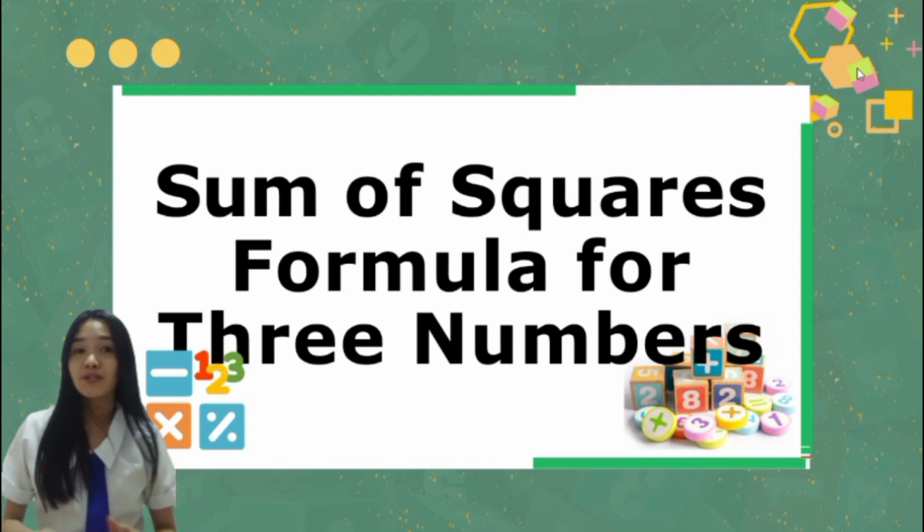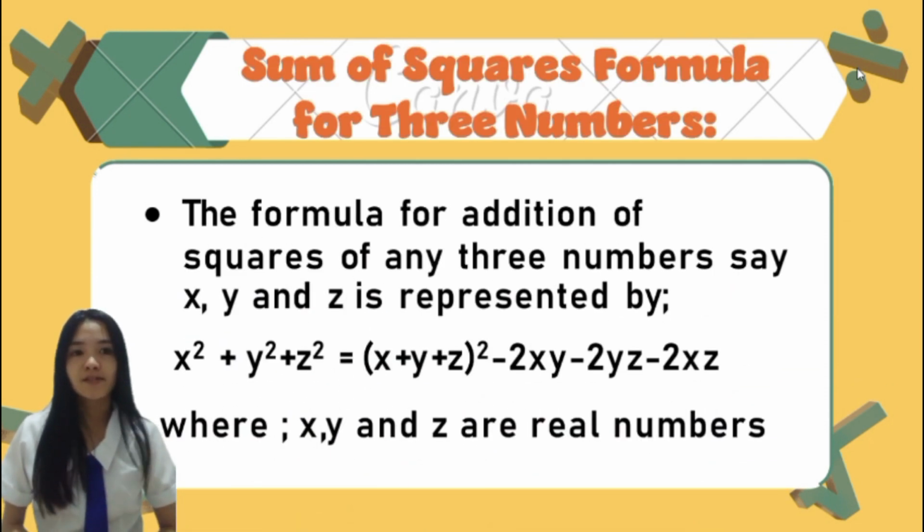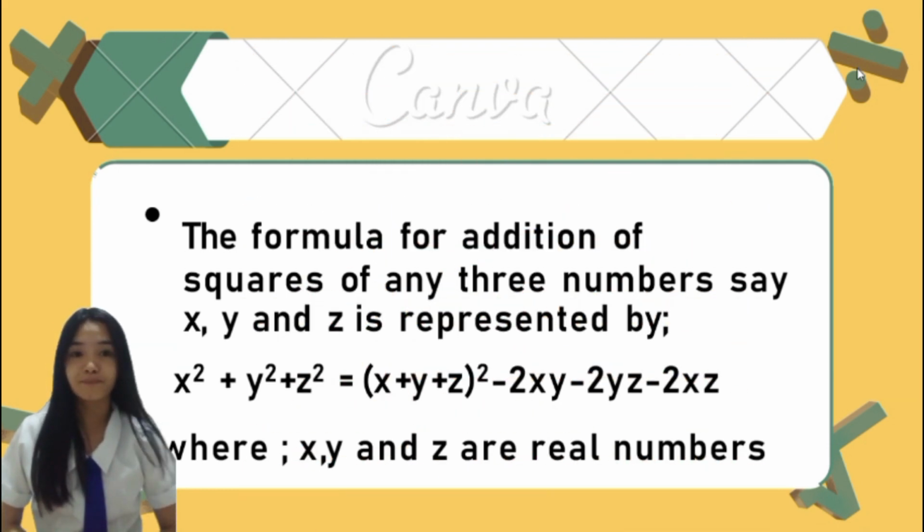Now let's proceed to the sum of squares formula for 3 numbers. The formula for the addition of squares of any three numbers, say x, y, and z, is represented by x squared plus y squared plus z squared is equal to the quantity of x plus y plus z squared minus 2xy minus 2yz minus 2xz, where x, y, and z are real numbers.